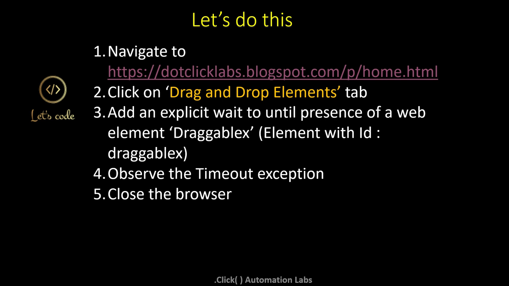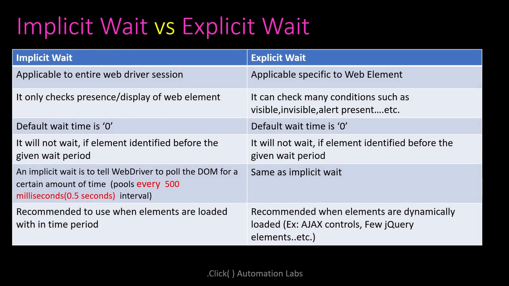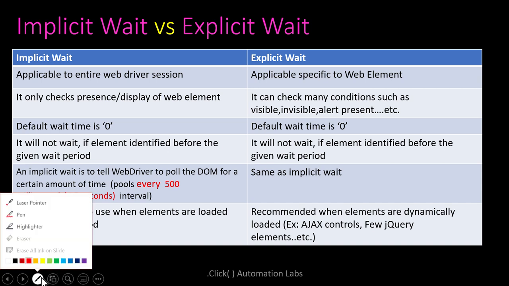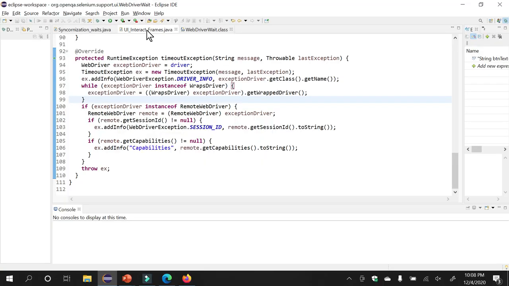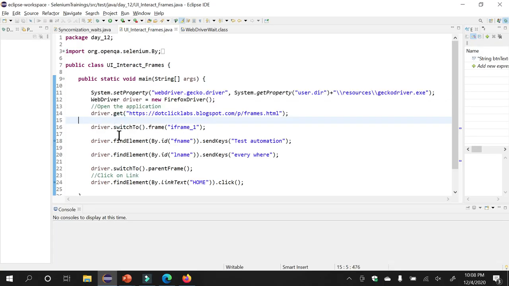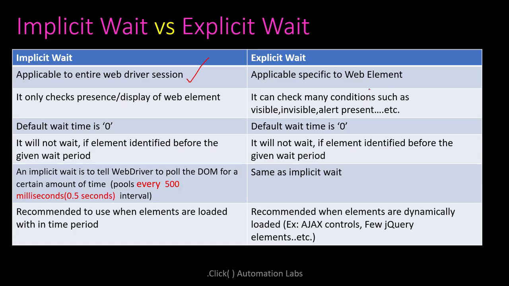Okay guys, so this is the third way, and these are the differences between implicit wait and explicit wait. Implicit waits apply to the entire WebDriver session. Once you declare it, for each and every command it will wait for 10 seconds. But explicit waits are specific to the web element. As I said, it's only specific to one element.